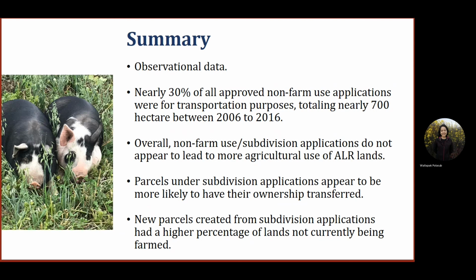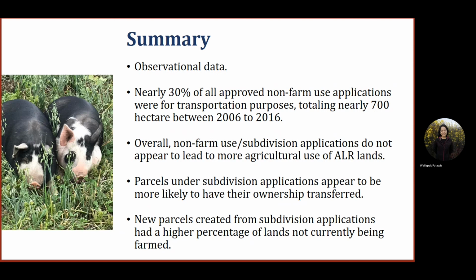And the next point is that overall, non-farm use and subdivision applications do not appear to lead to more agricultural use of ALR lands. That's what we see from change in farm class status. The majority, 80%, didn't change. If those lands were used for farming, it doesn't matter that the application went in, those lands are still used for farming. Or if those lands were not used for farming, after the application went in they're still not used for farming. It didn't seem like these applications lead to a positive change in the use of ALR land.